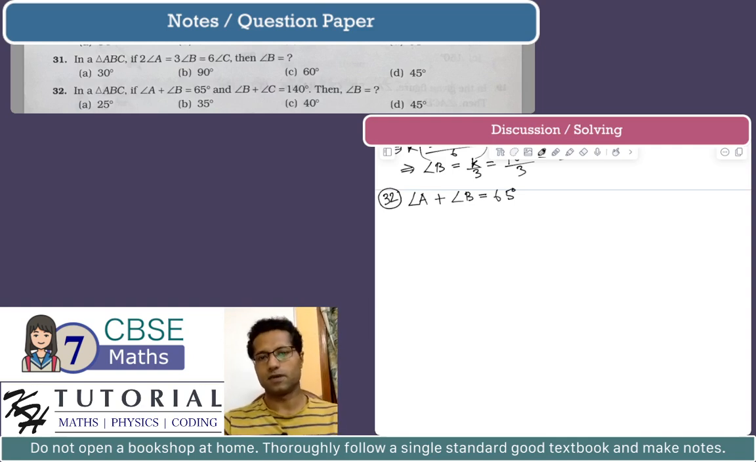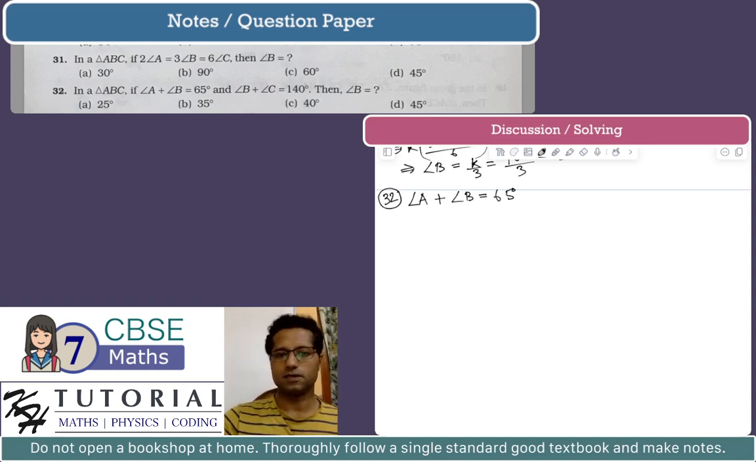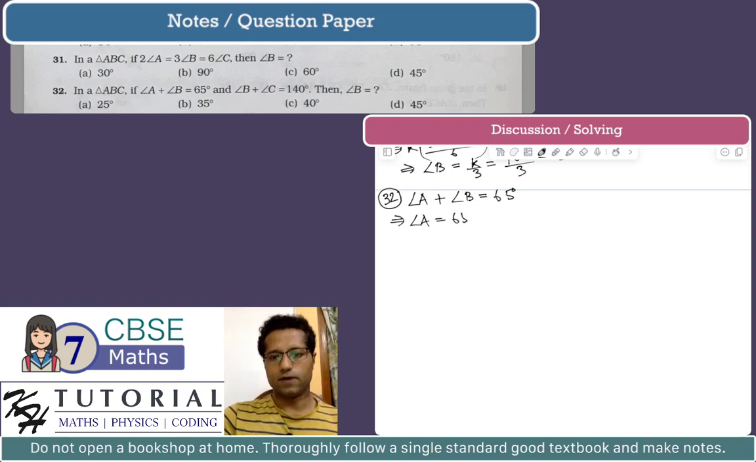And similarly, from the second equation, that is angle B plus angle C equals 140, you will find angle C in terms of B, and then finally we will use the angle sum property, that is angle A plus angle B plus angle C equals 180 degree. So from this first equation we get angle A is equal to 65 degree minus angle B. The second equation given is angle B plus angle C is equal to 140 degree.